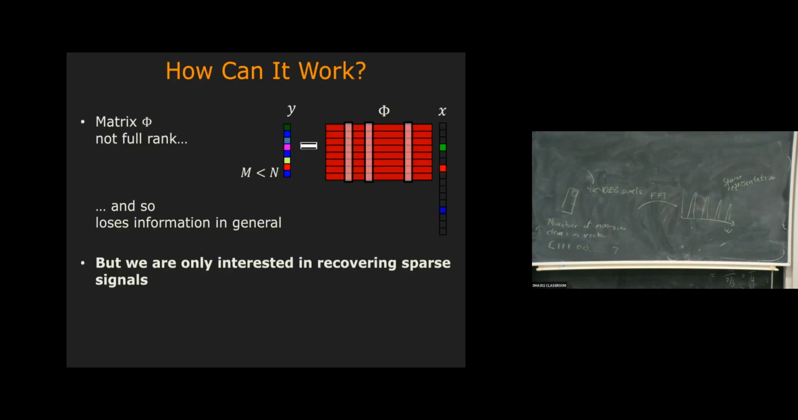So when it's not full rank, this is another thing you should know, you're going to have to compromise with information loss, right? We don't have a full rank matrix. If we did, then we'd get a perfect reconstruction, but we don't. But the thing is you're only interested in recovering sparse signals.